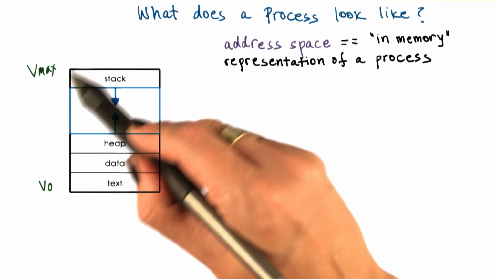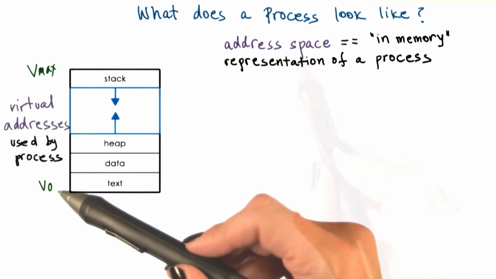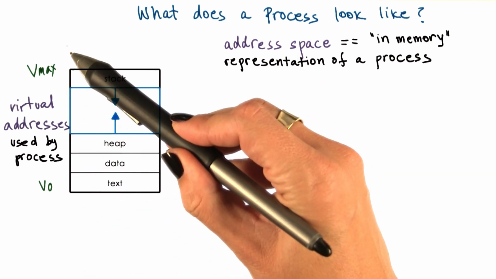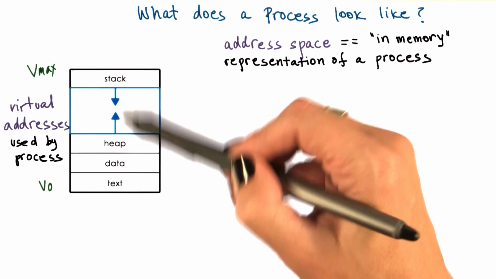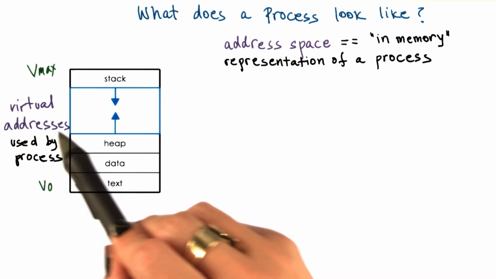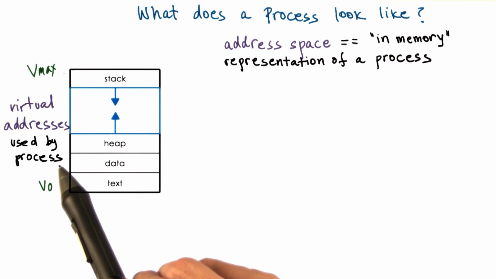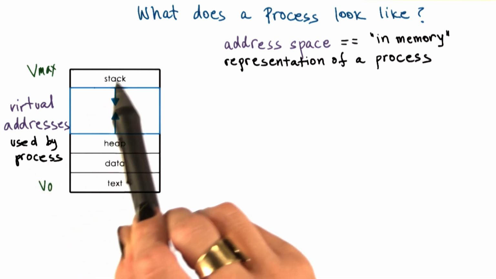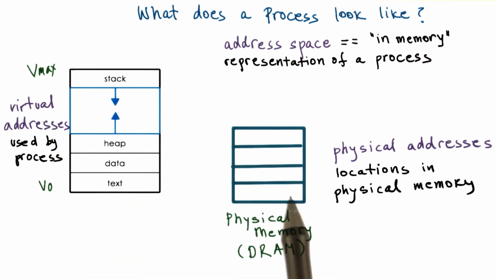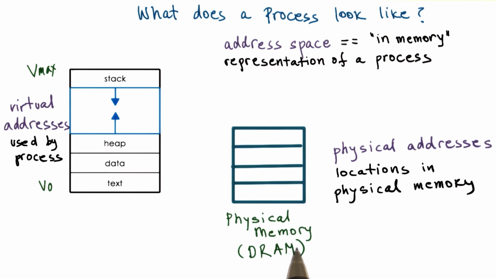As a whole, we refer to this process representation as an address space. We said earlier that the potential range of addresses from V0 to Vmax represents the maximum size of the process address space, and we call these addresses virtual addresses. So these between V0 and Vmax are the addresses that are used by the process to reference some of its state. We call these addresses virtual because they don't have to correspond to actual locations in the physical memory.